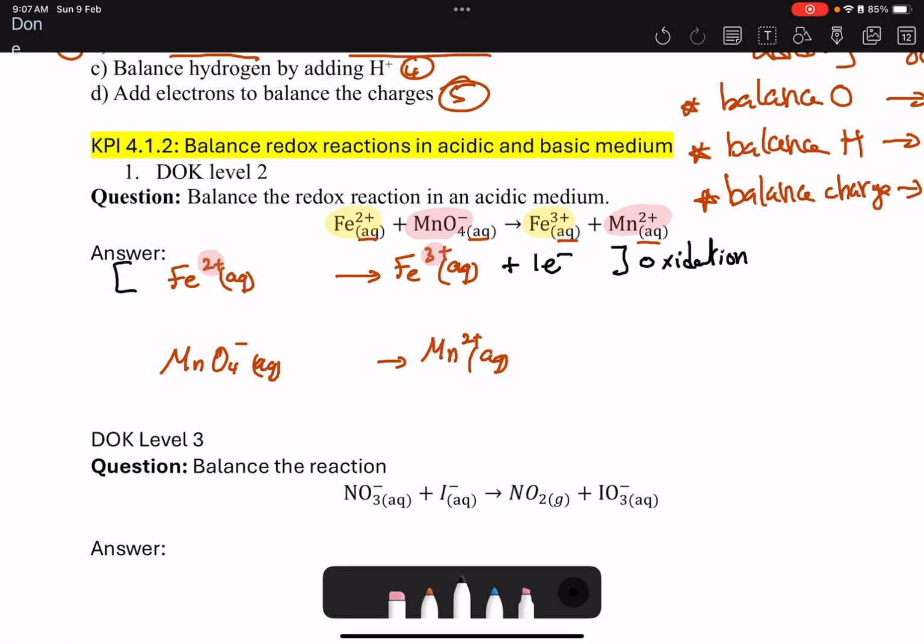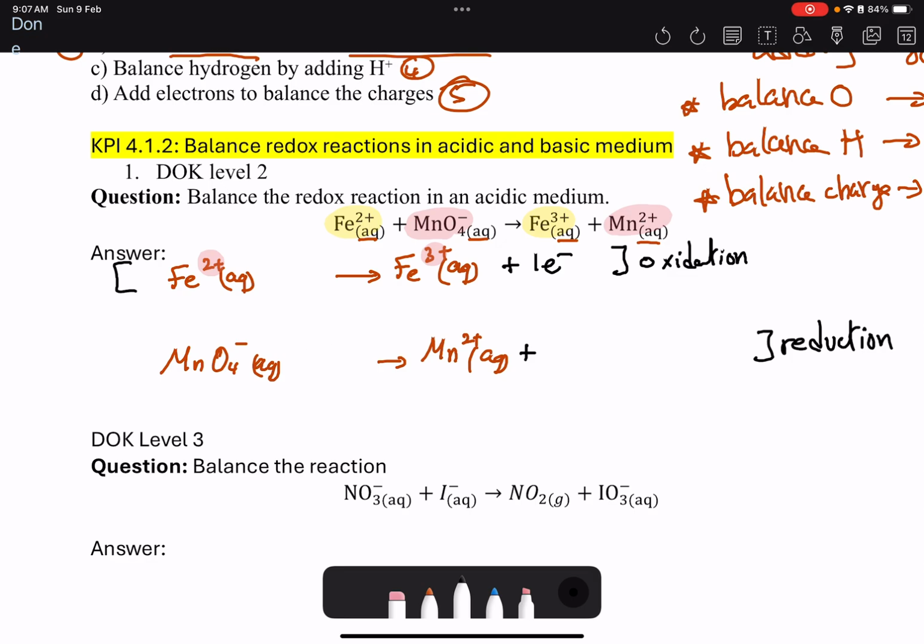Okay, now next, the other one definitely is going to be the reduction. I'm going to start balancing the half reduction equation. 1 Mn, 1 Mn, balanced. 4 O, so I need to add H2O on the side that is not having O. So I cannot add H2O over here.